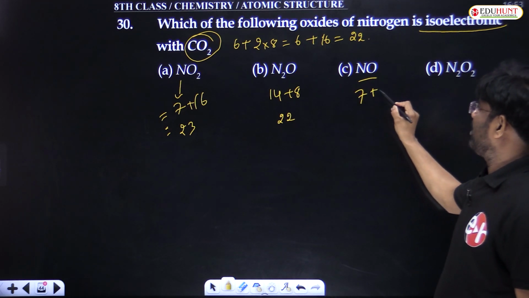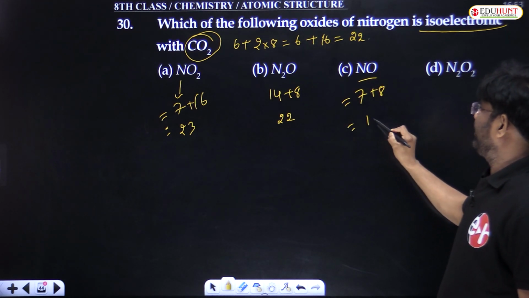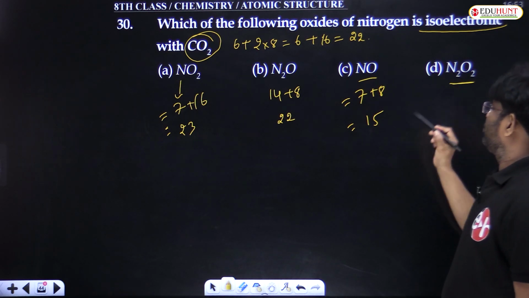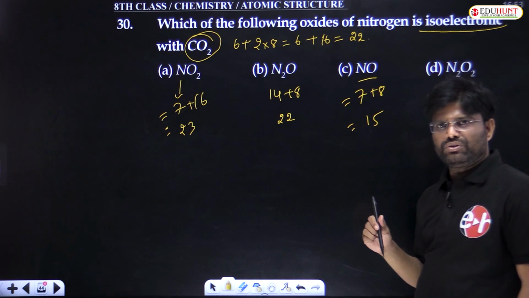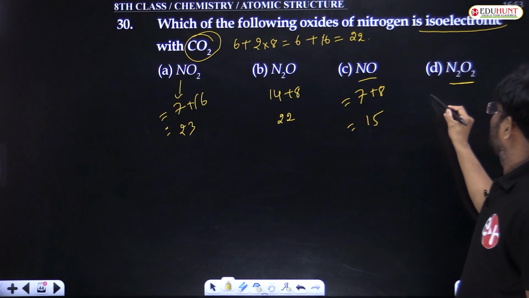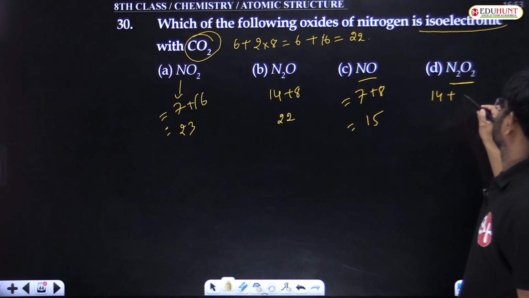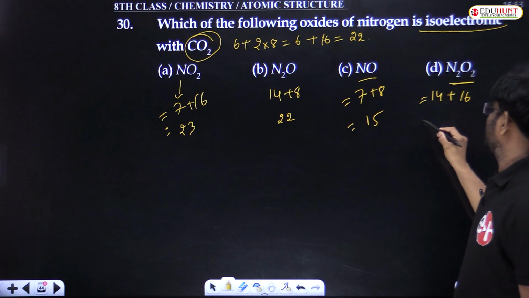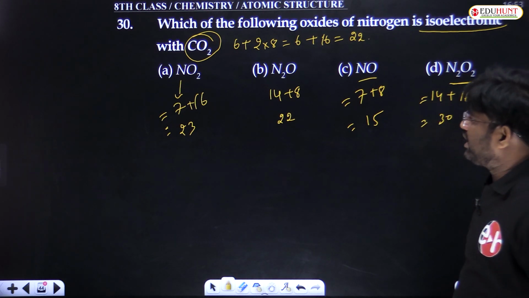NO: 7 plus 8, how much is it? 15. N2O2: 14 plus 16, how much is it? 30. So which one is isoelectronic?